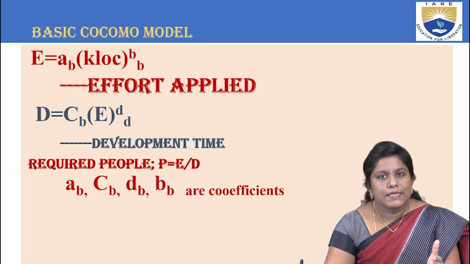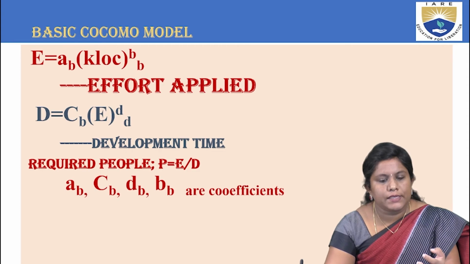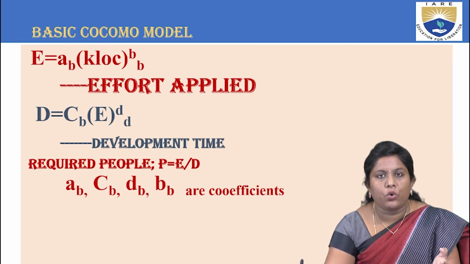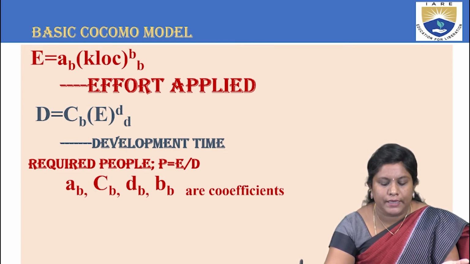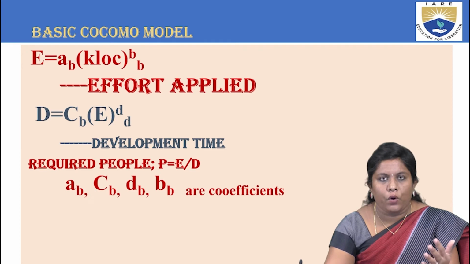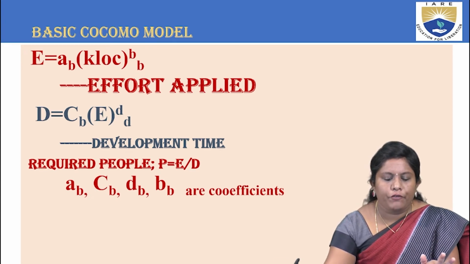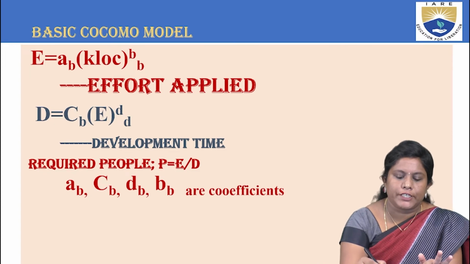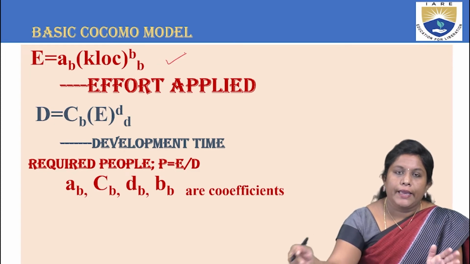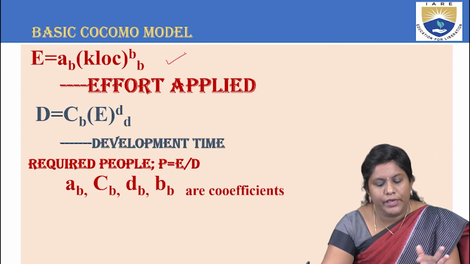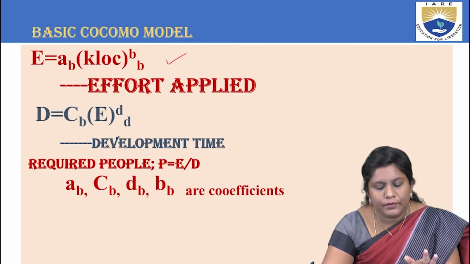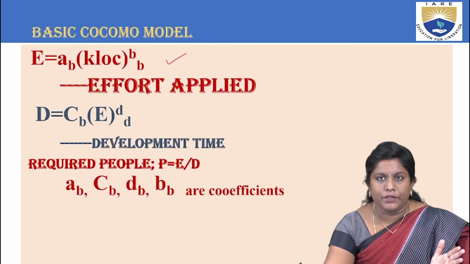Now, let us see some basic formulas related to the basic COCOMO model, and how, if some values are given, you calculate the effort, the development time, the people required, and all these things. To calculate the effort applied, the formula for the basic model is E = AB times (KLOC) to the power of BB. That's the effort.